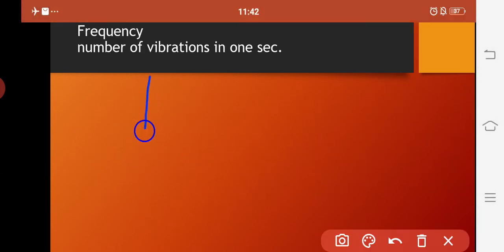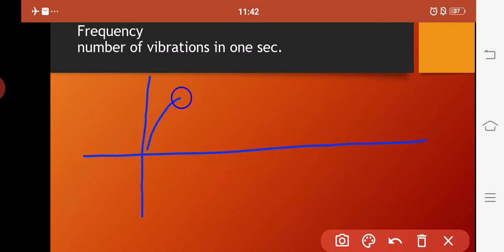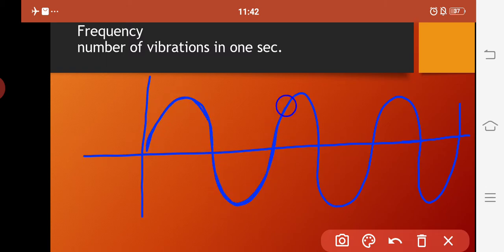And then what is frequency? We studied that the time taken to complete one vibration is time period, and therefore the number of vibrations covered in 1 second is frequency. That is, if in 1 second 3 vibrations are made, 1, 2, 3, then frequency is 3 Hz. If 5 vibrations are made, then 5 Hz. So simply, we count the number of vibrations made in 1 second, and that gives you the frequency. Is that clear?